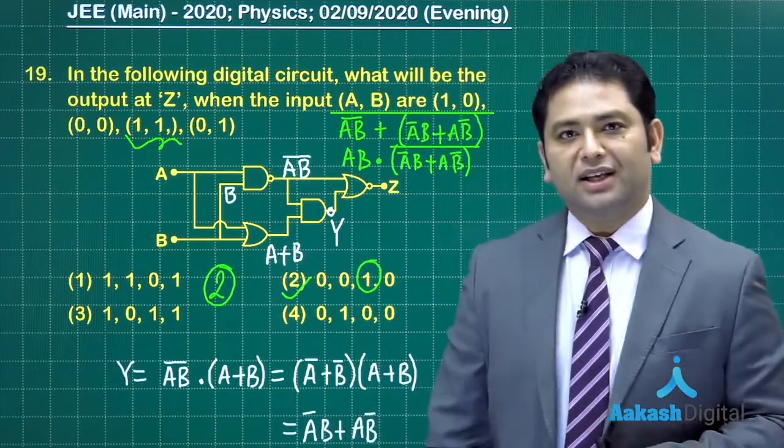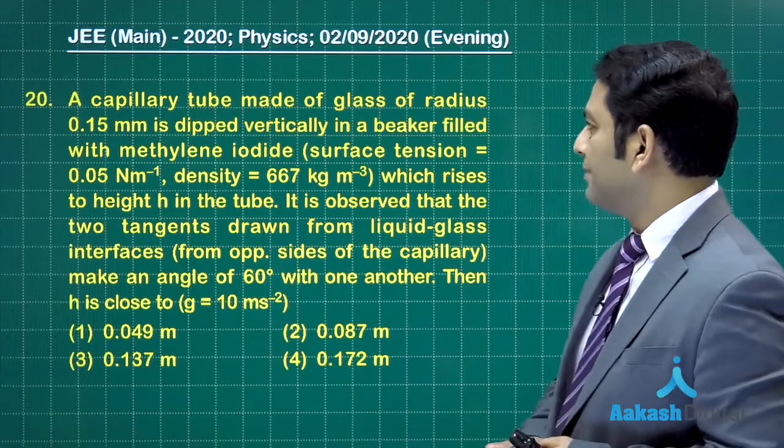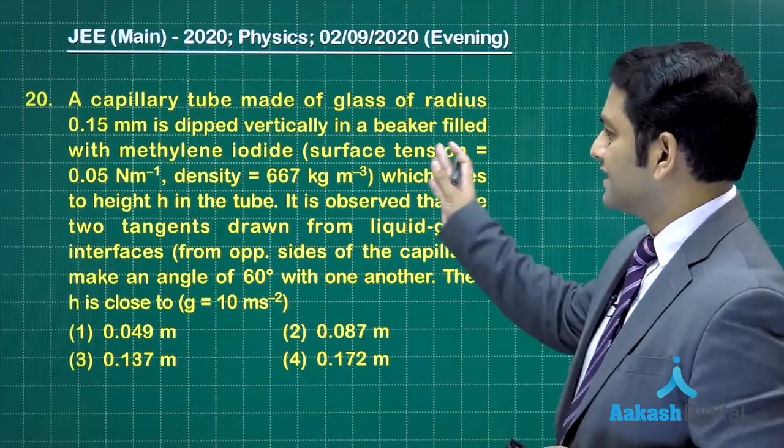Now let's proceed to the next one. There is a capillary tube made of glass of this radius.